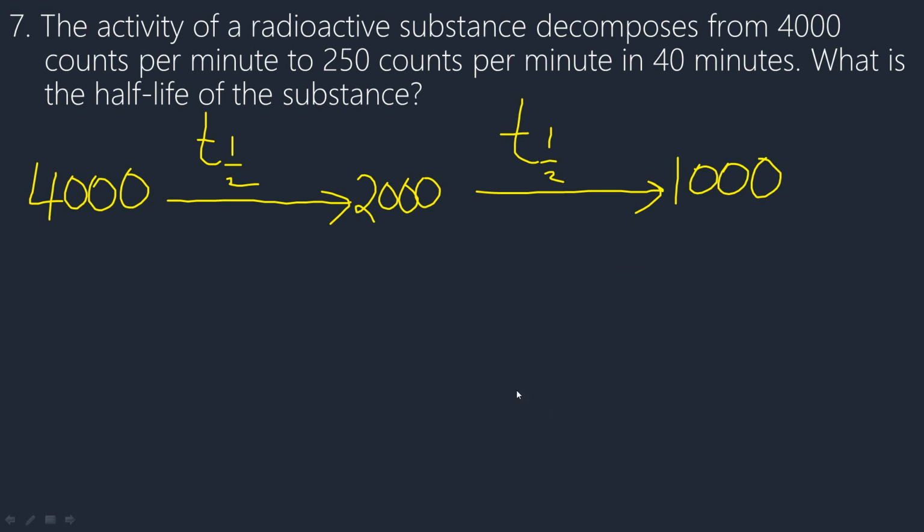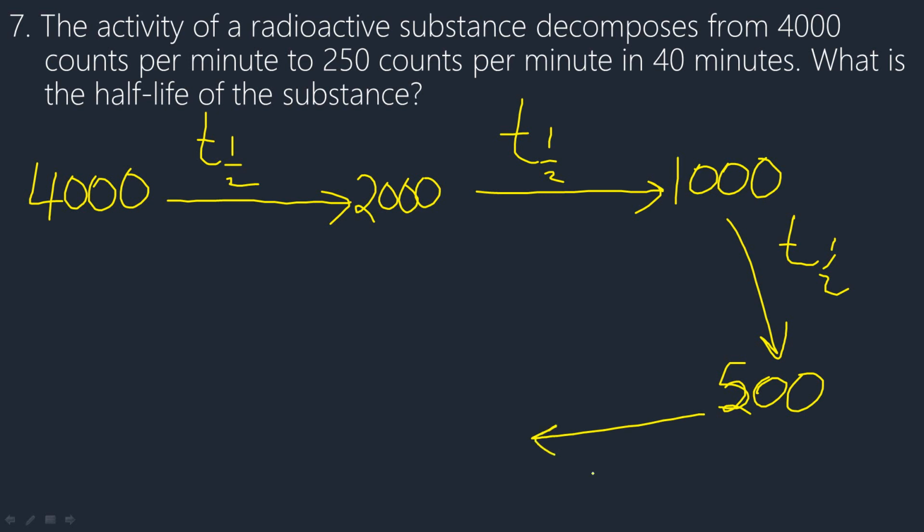Now you see, after again another half-life, half of 1,000 is 500 counts per minute. After another half-life, t1/2, you get to 250 counts per minute. So the statement says the activity of a radioactive substance decomposes from 4,000 counts per minute to 250 counts per minute in 40 minutes.